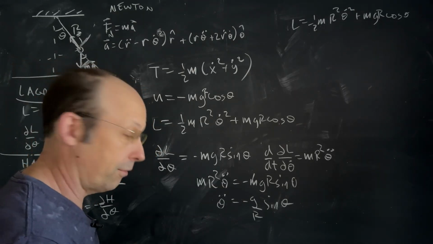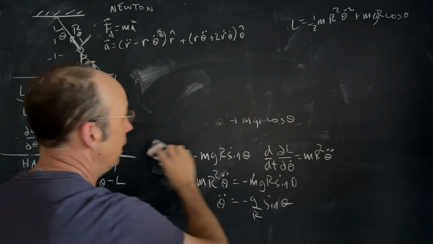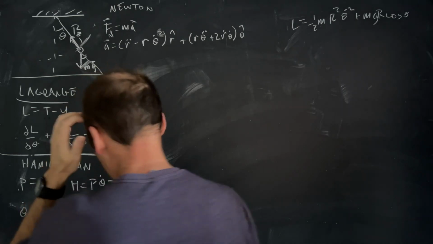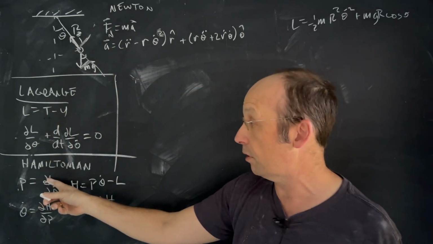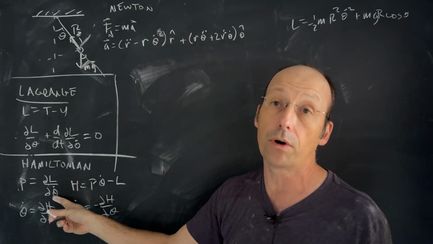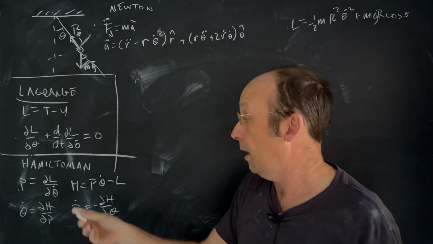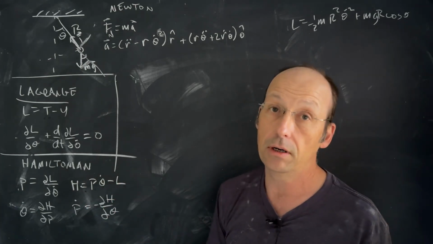I think that's a pretty good solution. Okay. Finally, the Hamiltonian. So the Hamiltonian says right here that we can define a generalized momentum as the partial of the Lagrangian with respect to our coordinate theta dot. If you have more than one coordinate, that's fine. You can do more than one momentum. And then my Hamiltonian is going to be p theta dot minus L.